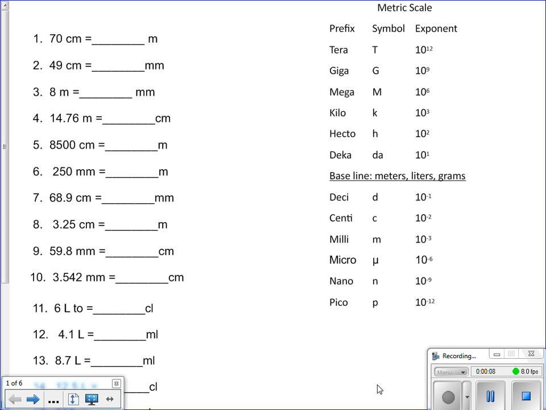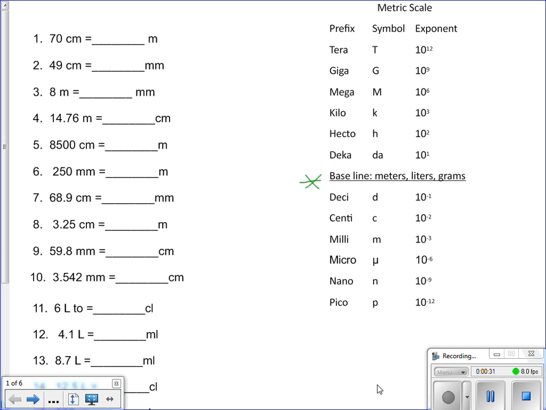Okay, in this video I'm going to do the metric scale and significant figures, and then in the next video I'll do just dimensional analysis. Okay, on the metric scale we have to remember this step right here in the middle is the baseline.